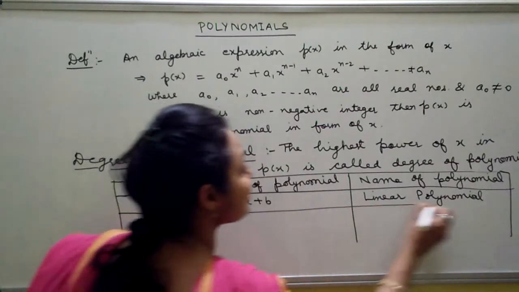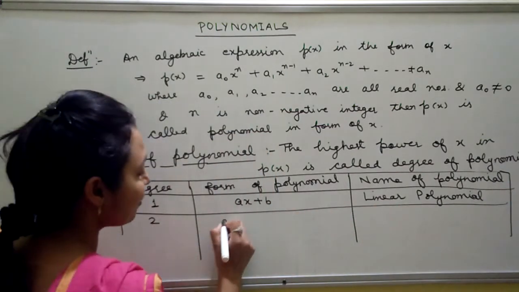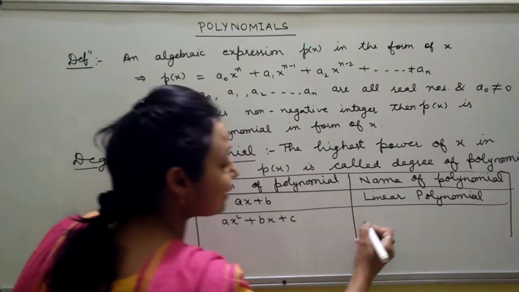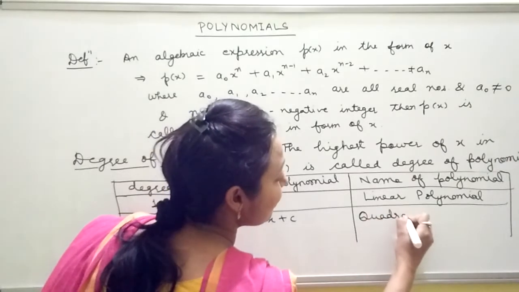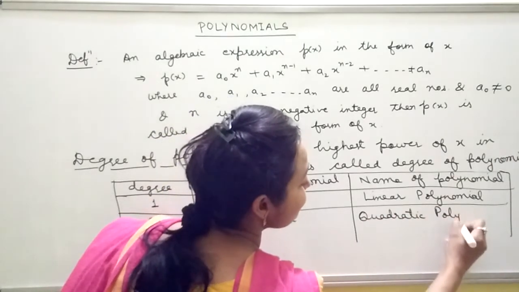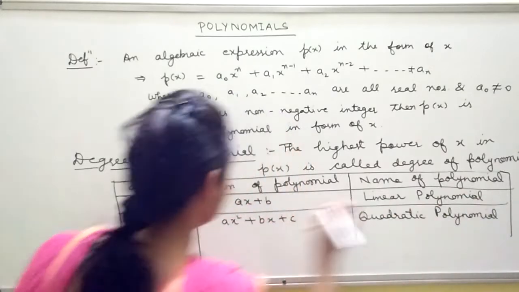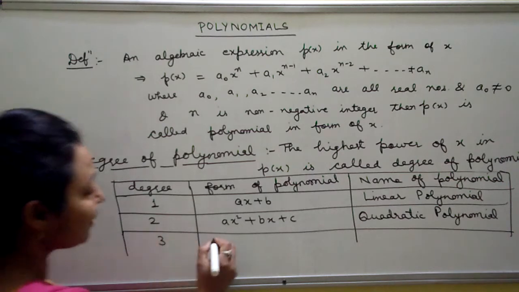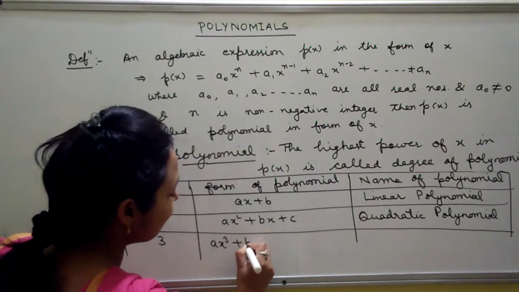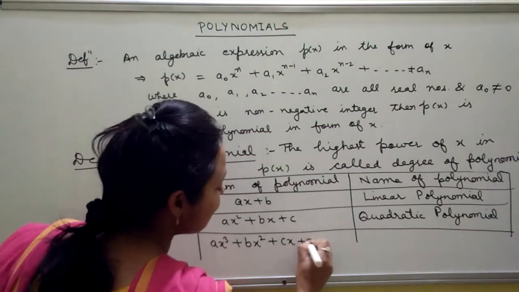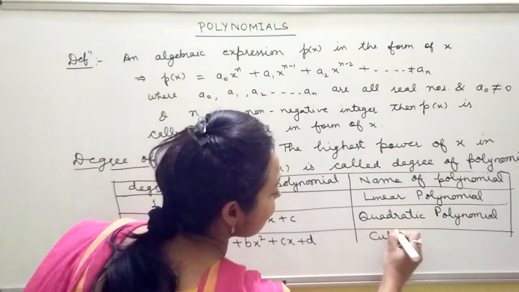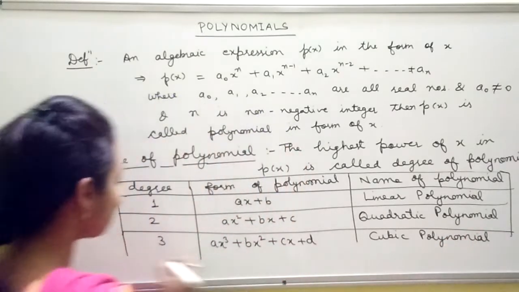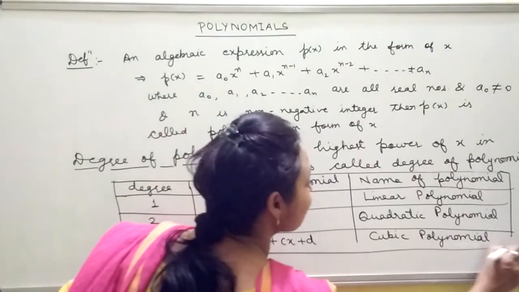Second, when the degree is 2, then it is ax square + bx + c. This is the form of the polynomial and this is known as quadratic polynomial. Okay, the third, when the degree is 3, then we have ax cube + bx square + cx + d. That is known as cubic polynomial. In class 10th, you have studied only up to the 3 degree.